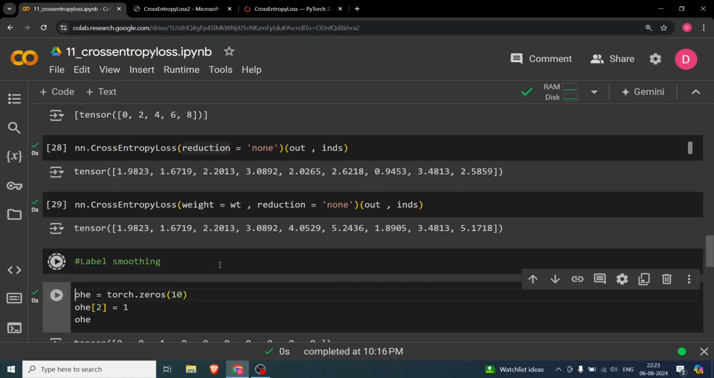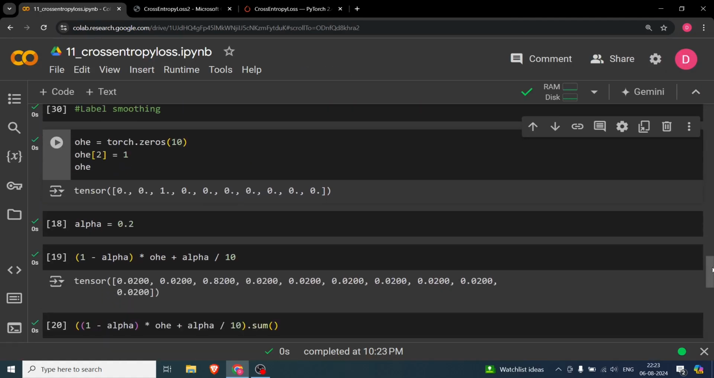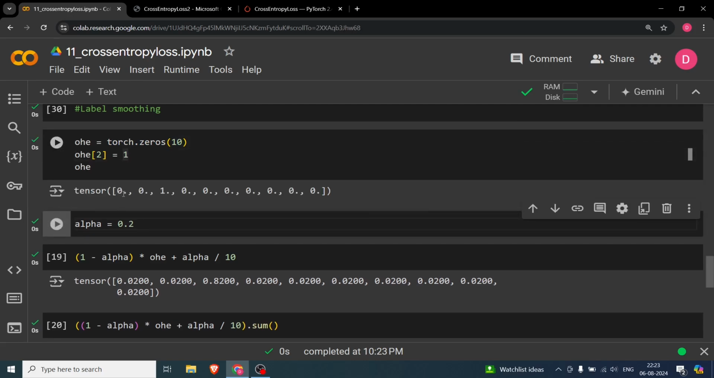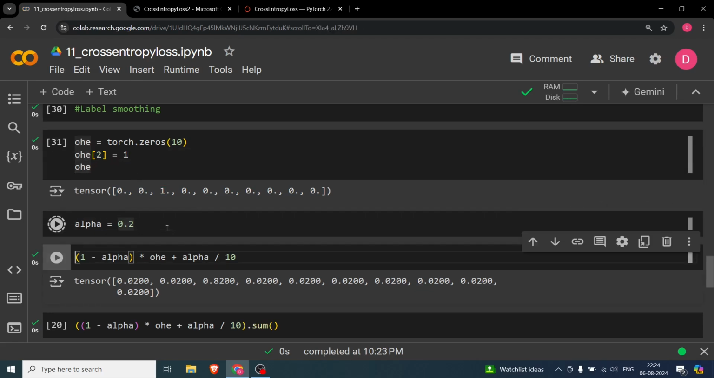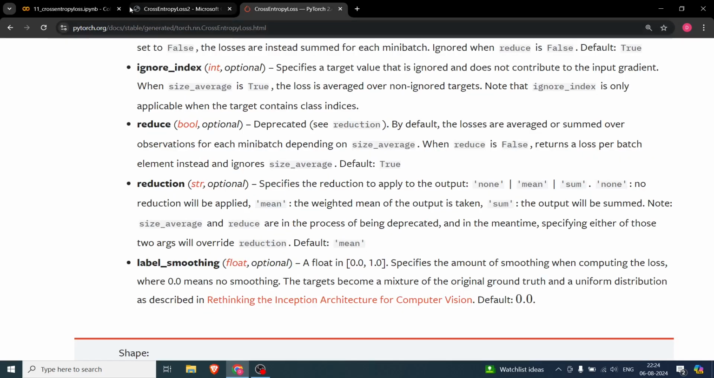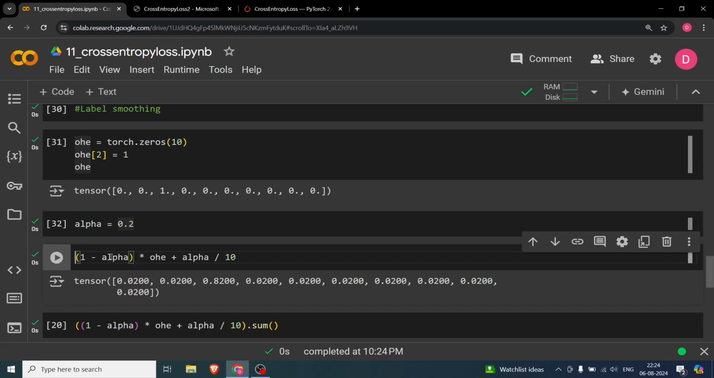So we are talking about label smoothing, okay? What is torch.zeros of 10? It will give you 10 zeros. I'm saying at the second index I want 1. So if you do that, all of them are 0, but at the second index I want 1. Alpha I've already explained, it's a hyperparameter which is basically your label smoothing. I could have written label smoothing here also, but it does not matter because in the paper it says alpha, okay?